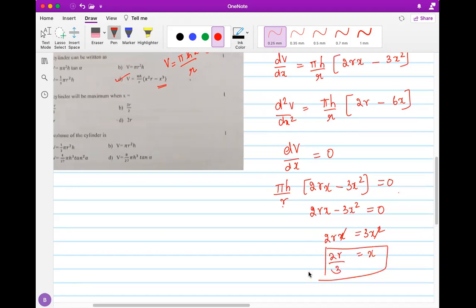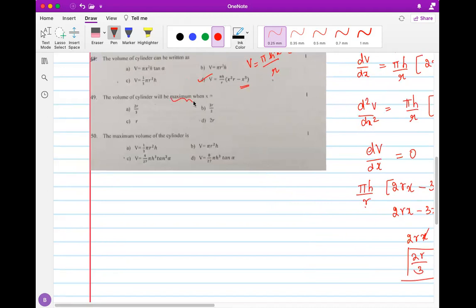So let us check the volume of the cylinder is maximum when x is equal to 2r by 3. So option A is the right answer. So what is the volume of the cylinder when x is equal to 2r by 3? We will find out right away. So when x is equal to 2r by 3, the maximum value of the cylinder will be pi h divided by r.